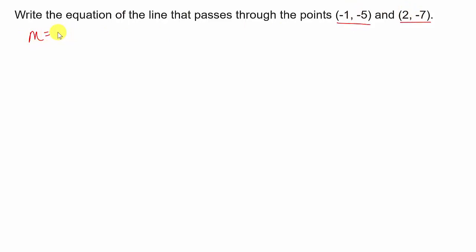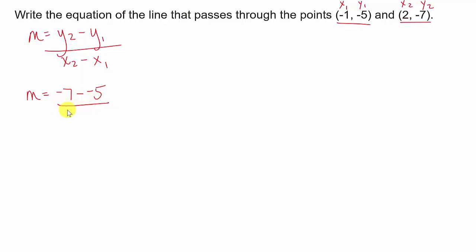The formula for slope, which you need to know, you need to have it memorized, is y2 minus y1 divided by x2 minus x1. So if this is our first point, we would call this x1, and this would be y1. This would be x2, and this would be y2. So you do need to know that. So let's find slope based on those 2 points. We would have negative 7 minus negative 5 divided by 2 minus negative 1. And when we simplify that, we get negative 2 over 3. So this is the slope that we're going to use.